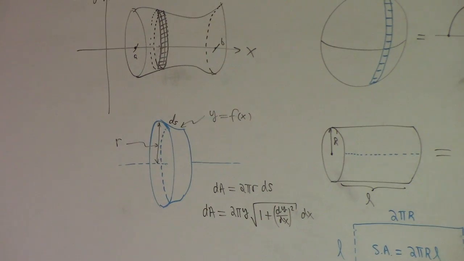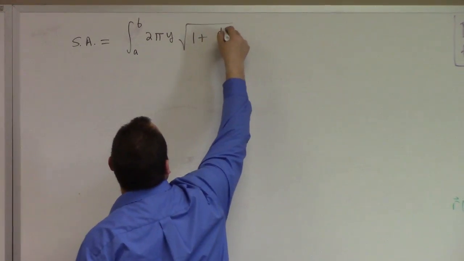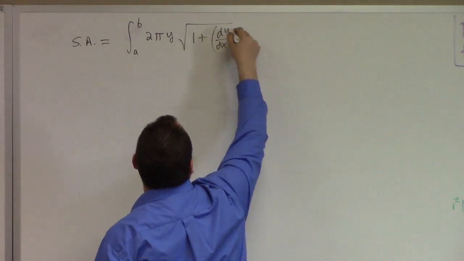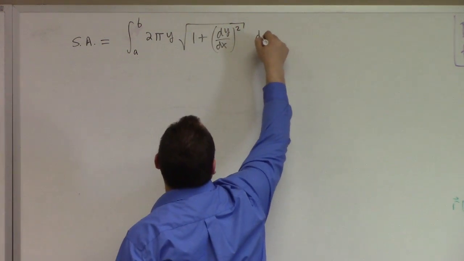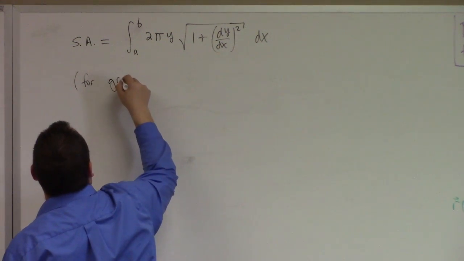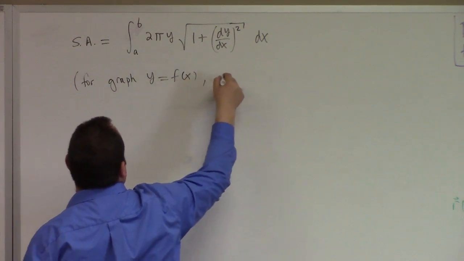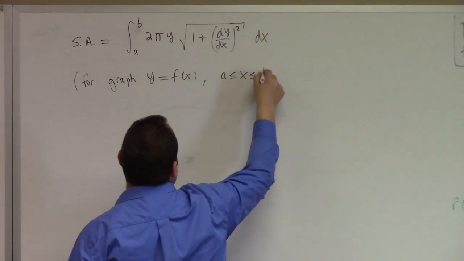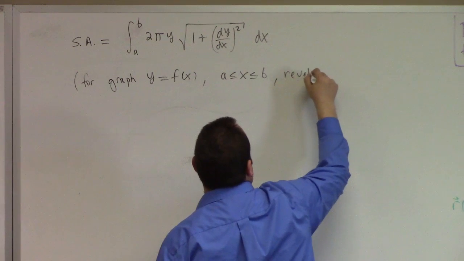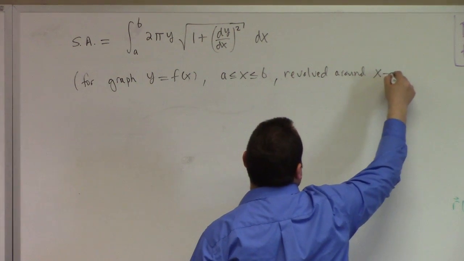Now, I stated this for the graph y equals f of x, a less than or equal to x less than or equal to b, revolved around the x-axis.